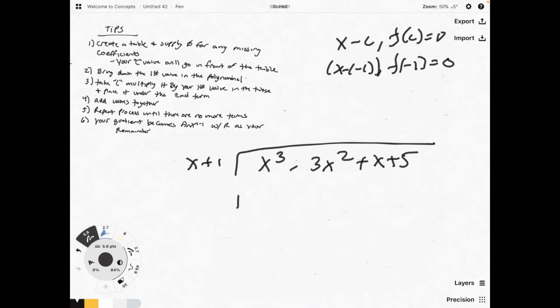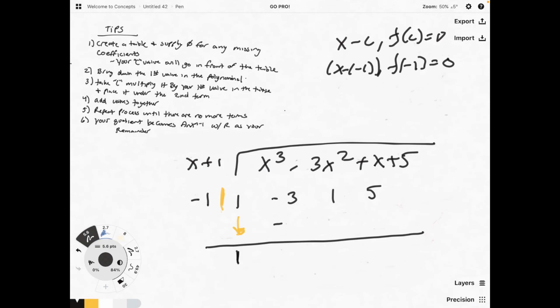So we have x cubed, which is 1. We have a negative 3 for the x squared. We have a 1 for the x, and we have a 5. Now we want to put our c value out in front. In this case, c is negative 1. Then we bring down that first value in our table. That's what we do here. And then we're going to take our c value, which is negative 1, and multiply it by our first value in the table. In this case, it is 1.